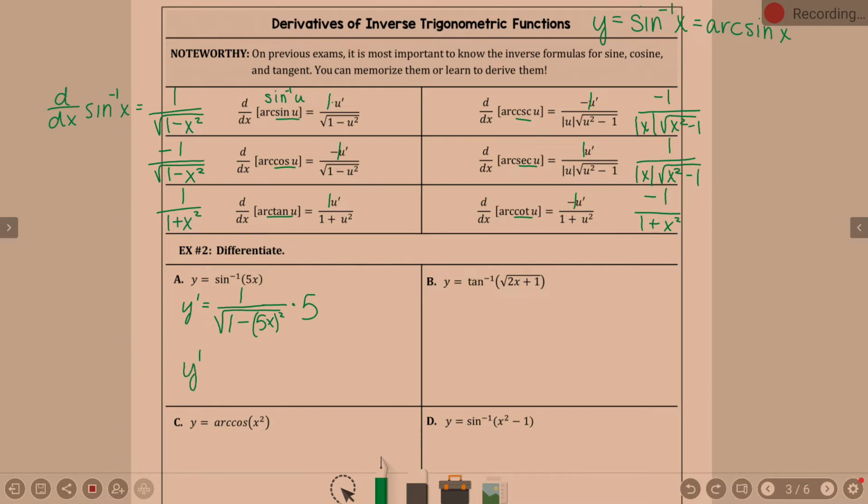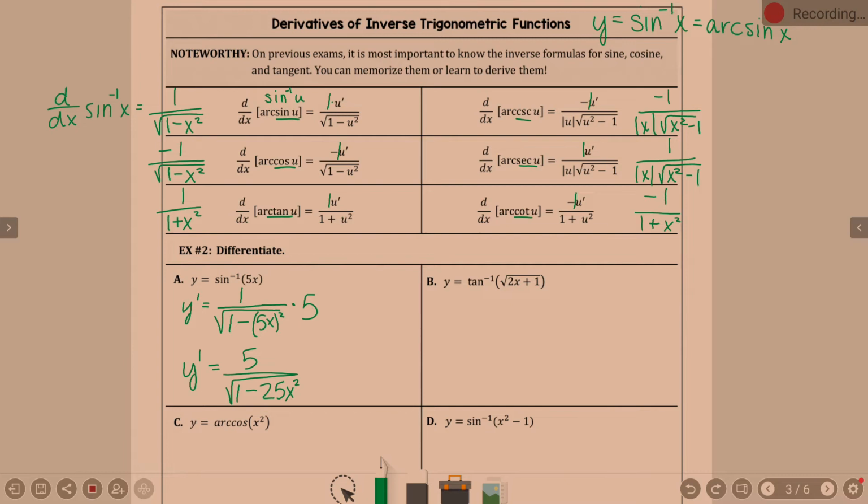Other than that, we can do a little cleanup. So that 5 is a whole number 5. It can go on top. In the square root, 1 minus, what is 5x quantity squared? 25x squared. If I had to guess, that is where we would leave our answer.